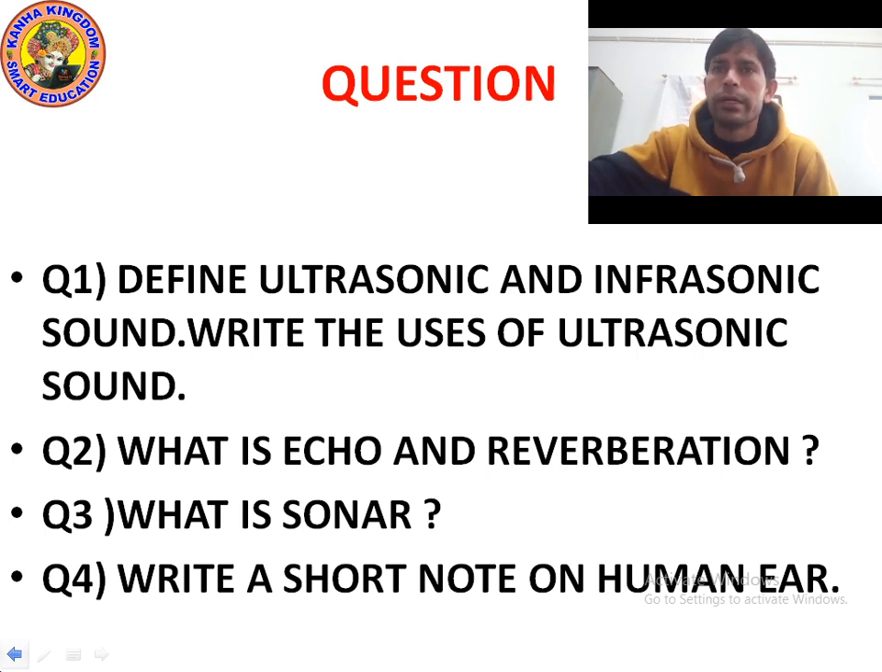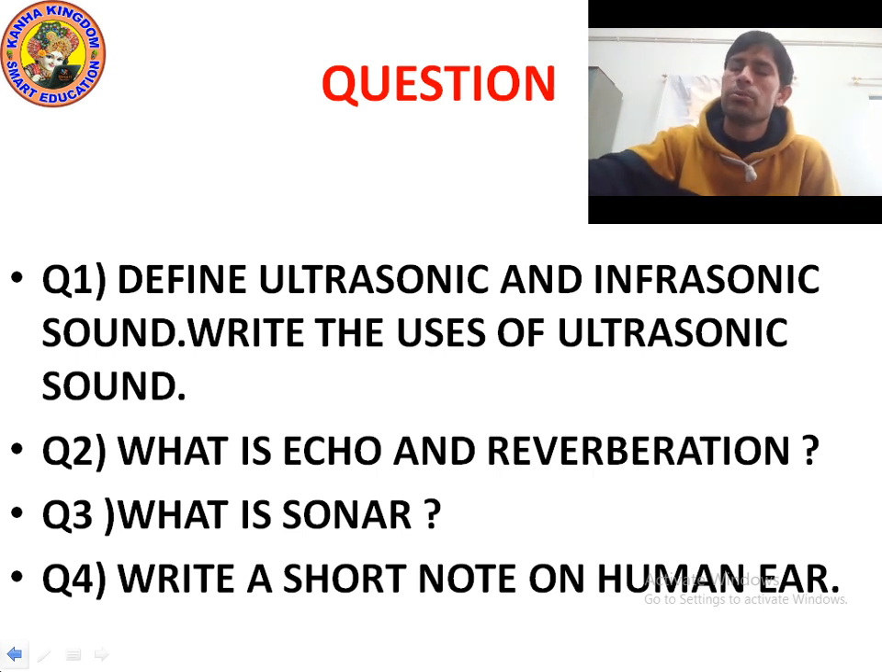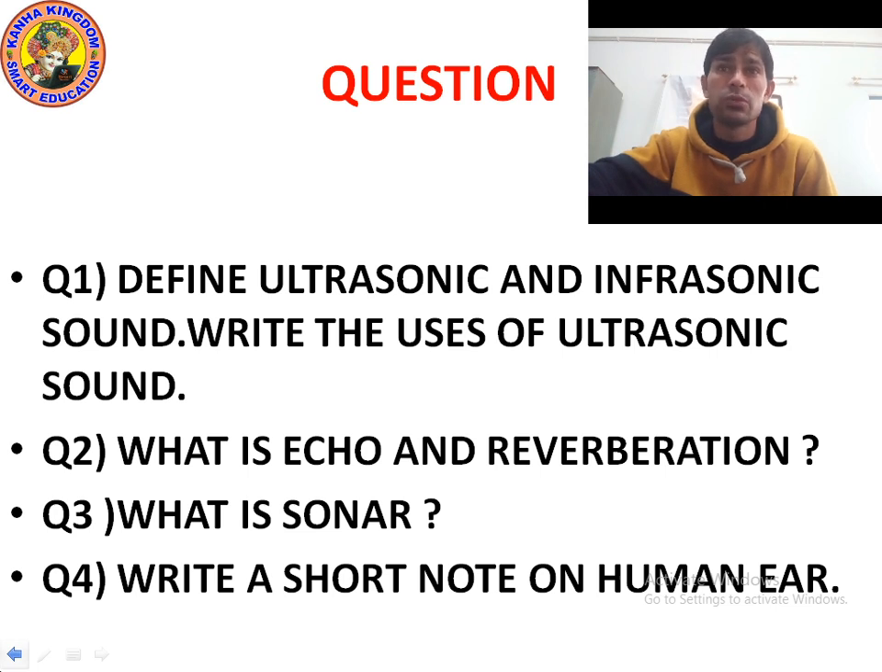Question number 4, write a short note on the human ear. Yes, human ear. Well, if we talk about the structure of the human ear, the outer ear called the pinna collects the sound waves. The sound waves are passed through the ear canal to a thin membrane called the eardrum. The eardrum vibrates. The vibrations are amplified by the three bones of the middle ear called HAS: hammer, anvil, stirrup.